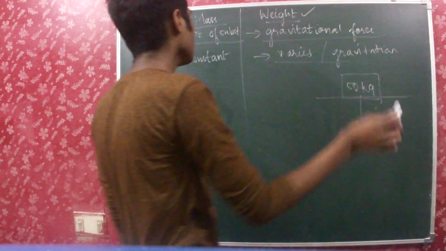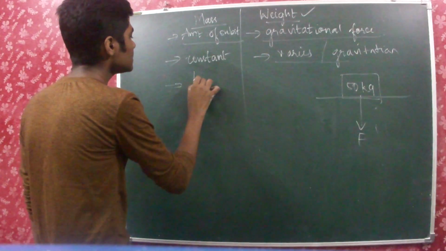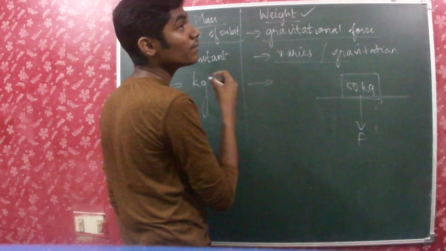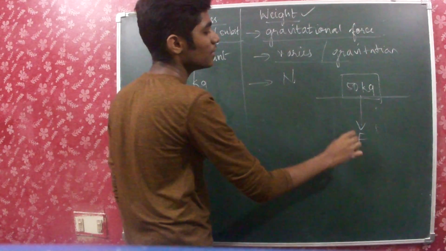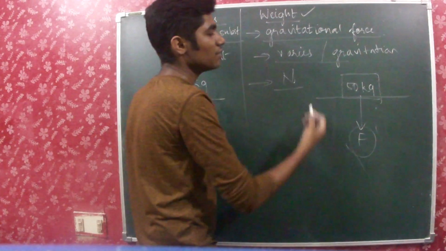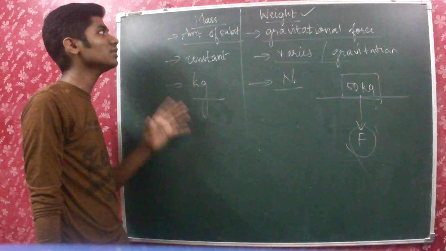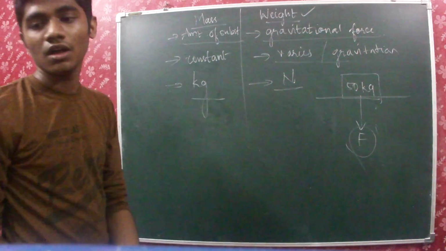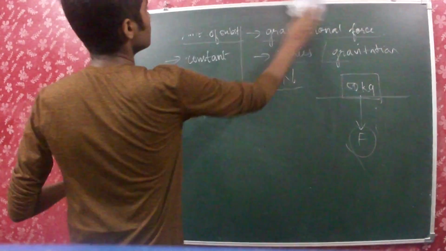So this goes on varying, and the SI unit for mass is kilogram and the SI unit for weight is not kilogram, it's Newton because it's a gravitational force. So for mass it's kilogram, for weight it's Newton. Okay, so the SI unit of weight is Newton and the SI unit of mass is kilogram. So this is the major difference between mass and weight.